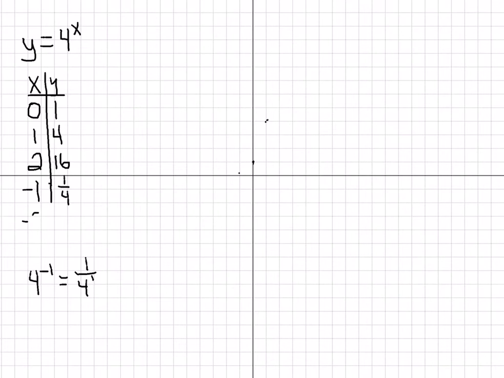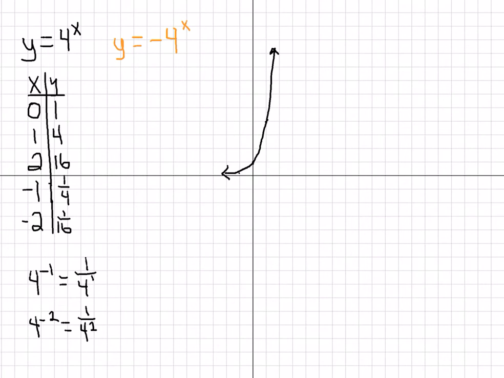If I were to go ahead and try negative 2, that would be 4 to the negative 2 power, which would be 1 over 4 squared, which is 1/16. And that's really close to the x-axis, right? So it's going to look something like this. And it's going to look like the y equals 2 to the x, it's just going to explode a lot quicker, all right? A lot quicker. So this would be a graph of y equals 4 to the x.